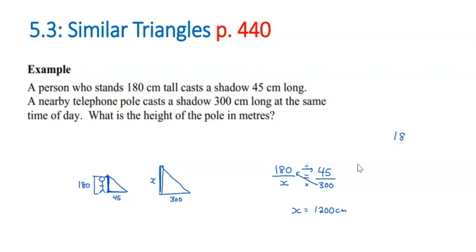We can check this by taking 180 over 45 is equal to 1,200 over 300. So we can check this way and see if our decimal works out. 180 divided by 45 is 4. And 1,200 divided by 300 is 4. So we have balance there. We know that these are similar triangles. Even though one is small and one is big, the relationship between the numbers is the same.